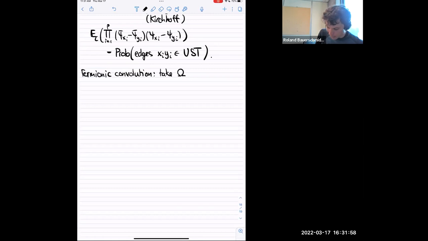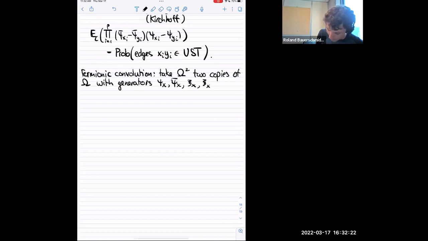So maybe let me denote by omega squared, something like that, two copies of omega. So that, in other words, we again have a Grassmann algebra that has generators psi x bar, and then we have two more copies, and I'm going to denote them psi x and psi x bar. And as before, I used the Gaussian expectation to only act on the zeta variables, and I define this expectation to act only on the xi's.